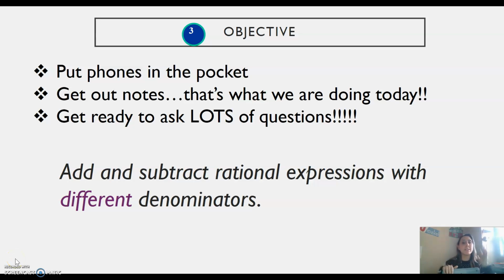Hey functions, okay, so we are going to move on. We are going to start adding and subtracting with unlike denominators, so with different denominators. We are going to go ahead and get right into this because that's what I did in class.